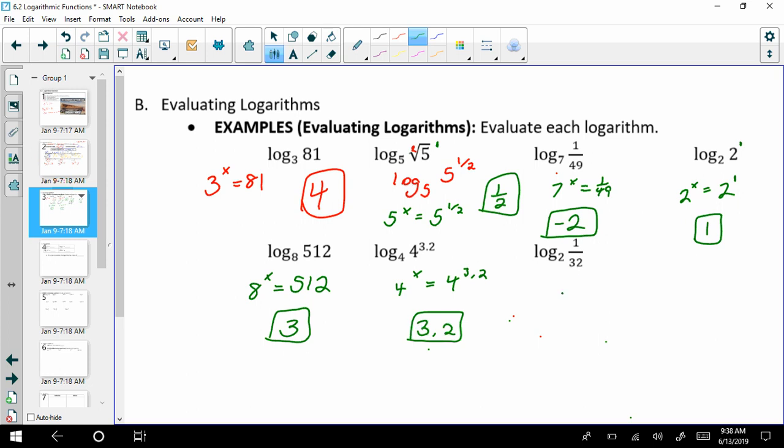Next one, 2 to what power is 1 over 32? Well, 2 squared is 4. 2 to the third is 8. 2 to the fourth, oh, that's 16. 2 to the fifth, yes, that's 32. But if you have 5, it's wrong. It needs to be a -5 because that's how the 32 ends up in the denominator.